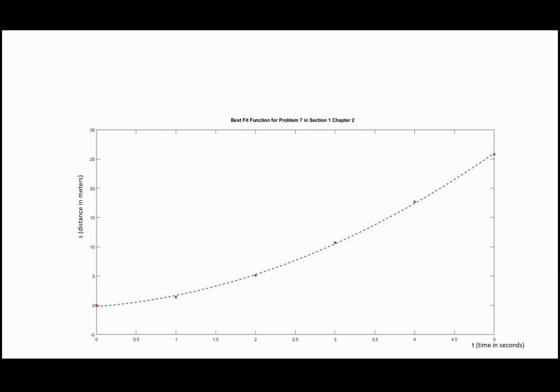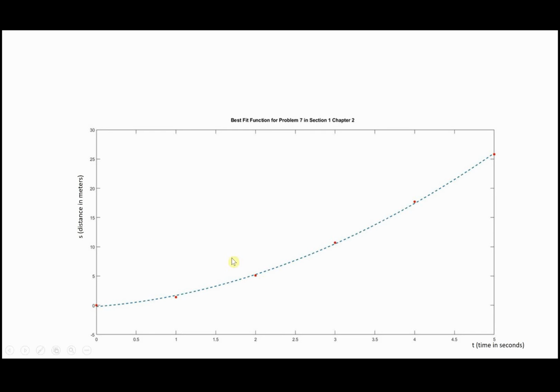Okay, I wanted to make this video to explain in a little more detail why the claim that the instantaneous rate of change of a function at a point is equal to the slope of the tangent line at this point. And so what I want to do to illustrate this is to use the problem we used in class, which is problem 7 in chapter 2, section 1.